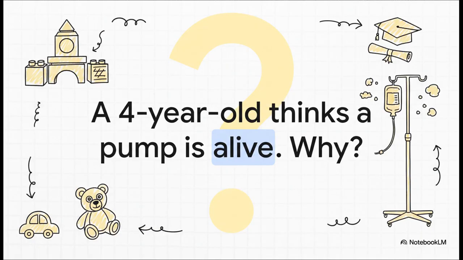Well, the answer really comes down to their developmental stage. See, a 4-year-old is not just a little adult, and a 14-year-old isn't just a big kid. Each age group is running on a totally unique mental and social operating system. And you know what? Understanding that system is the key to effective and really compassionate nursing care. That belief about the IV pump being alive, that's not just a cute fantasy. It's a very specific cognitive rule they're living by.